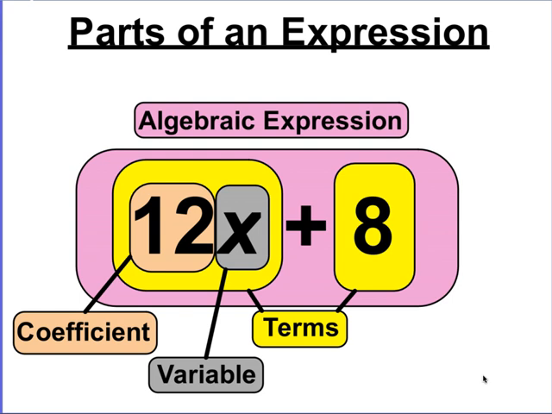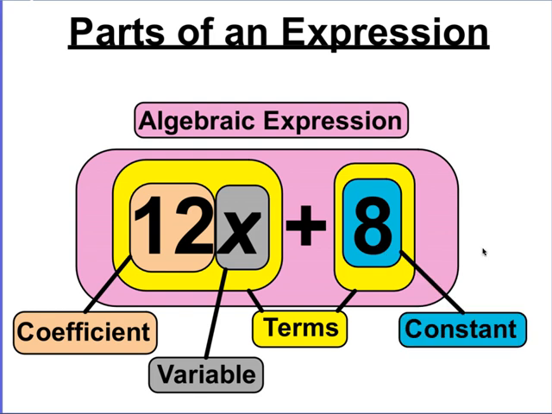All right? So the only thing that doesn't have a specific name is the 8 here, right? So we're going to talk about what that 8 is called now. The 8, the number in blue, so it's just a number. Something that doesn't have a variable attached to it, it's just a number, it's part of an expression, is called a constant.